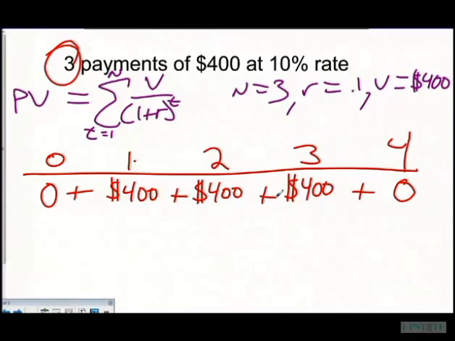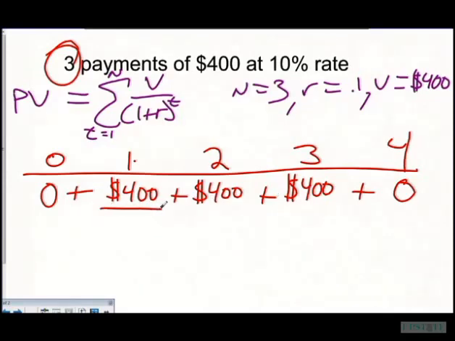And then we're going to add up all the value of these and bring them back to our current value today. In order to do that, this isn't telling us our present value is $1,200. Okay? This is telling us it's going to be a value less than that. Right? Because these payments coming in the future are worth less to us right now.